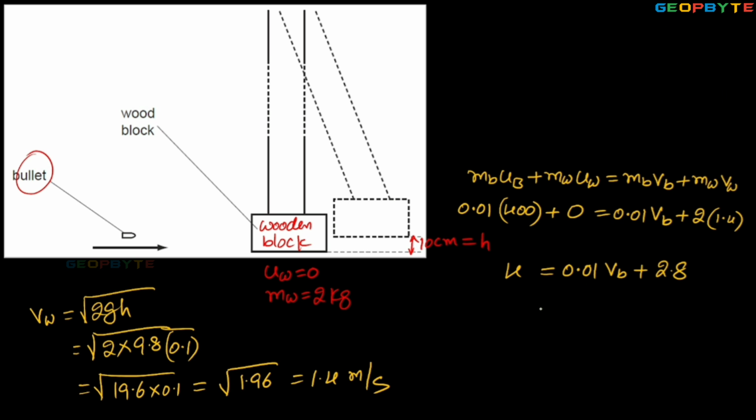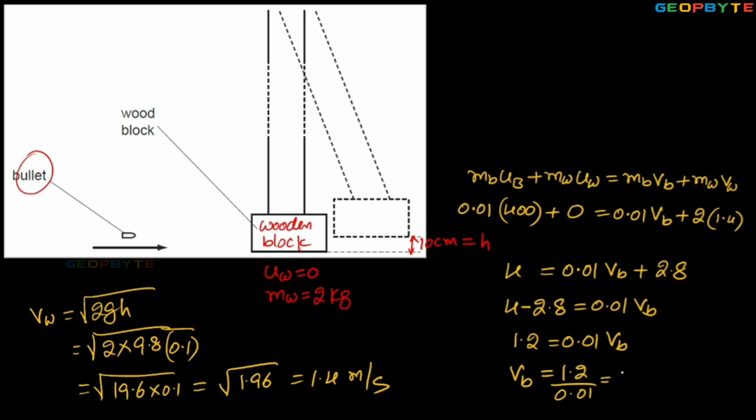So here 4 minus 2.8 is equal to 0.01 into velocity of the bullet. It is 1.2 is equal to 0.01 into velocity of the bullet. So bullet velocity equal to 1.2 divided by 0.01. It is equal to 120 meter per second.